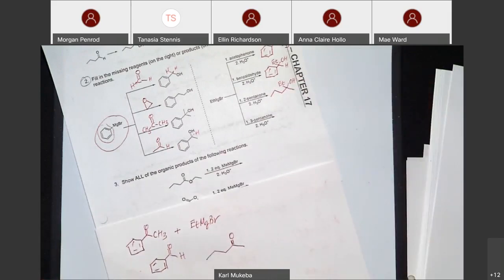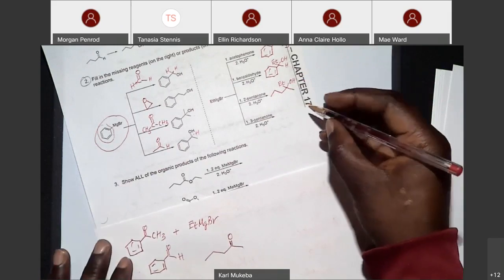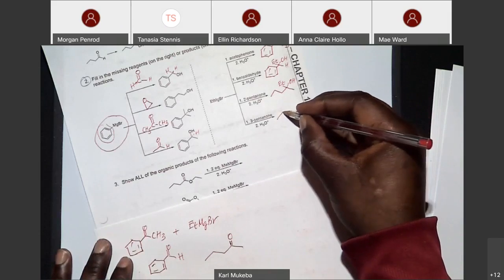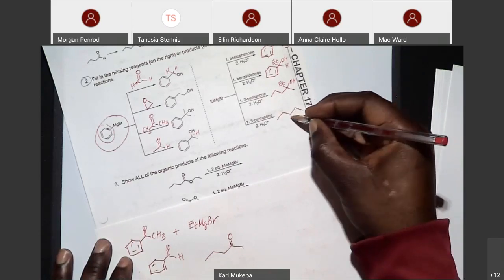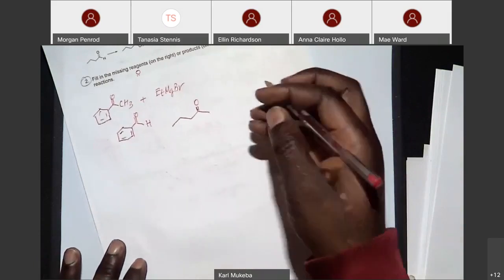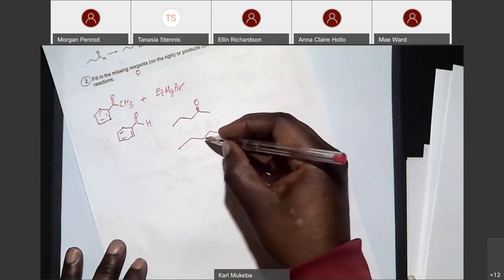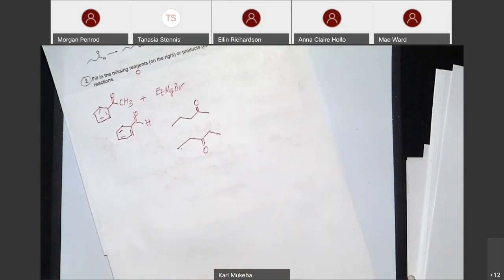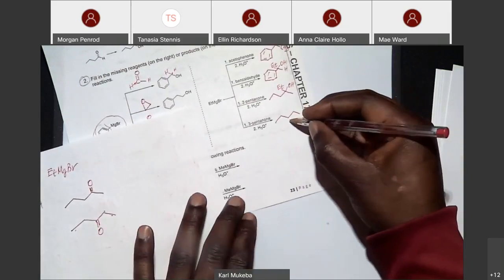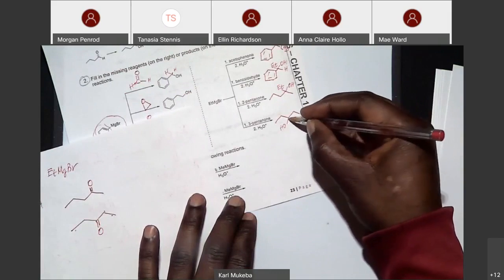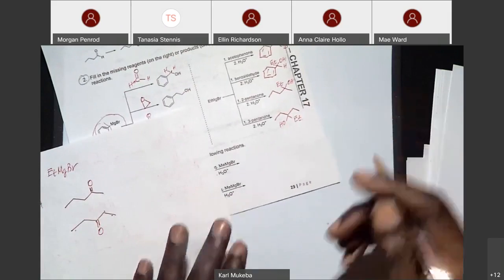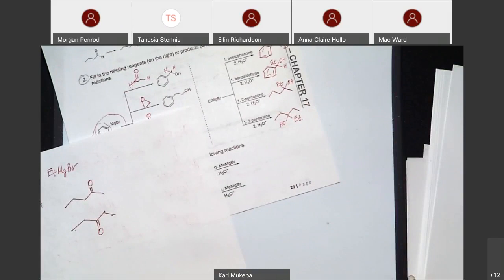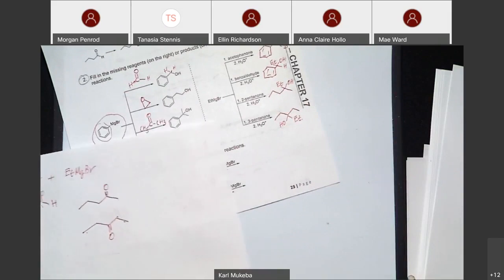The next one is the same compound, but this time the carbonyl is in the third position instead of the second position. So let's draw your compound. 1, 2, 3. So that will be our compound. And then you do the reaction. We have OH. Does that make sense?